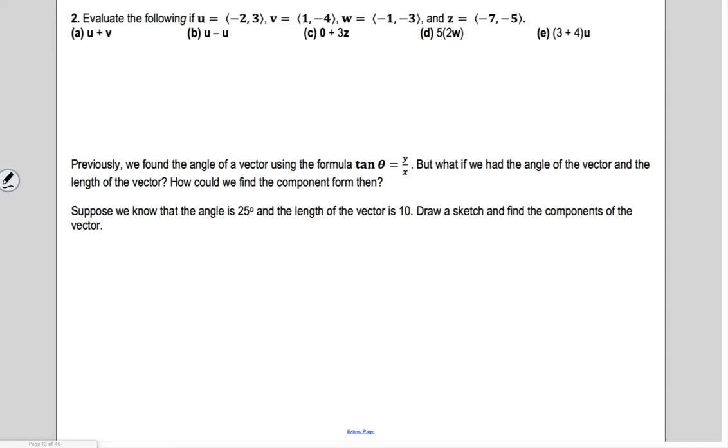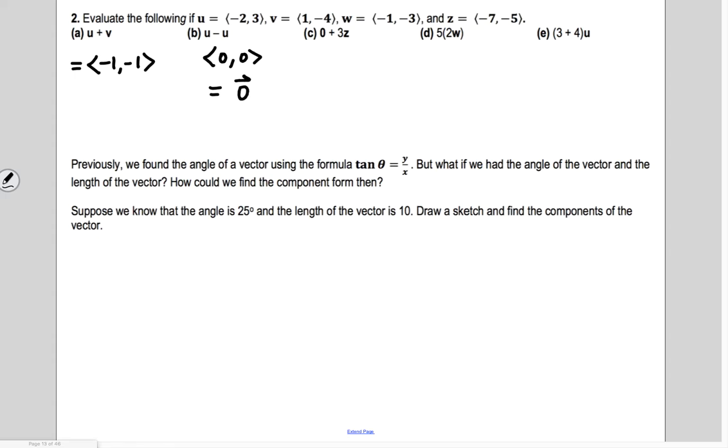So we don't have to draw the pictures now. So what if we have u plus v? What do we think it is? Well, we look at our u and we look at our v. So we end up getting negative 1, negative 1, like that, right? Because we had negative 2 plus 1, and we had 3 plus a negative 4. Easy? u minus u. 0, 0. That's called the 0 vector. You write that like that.